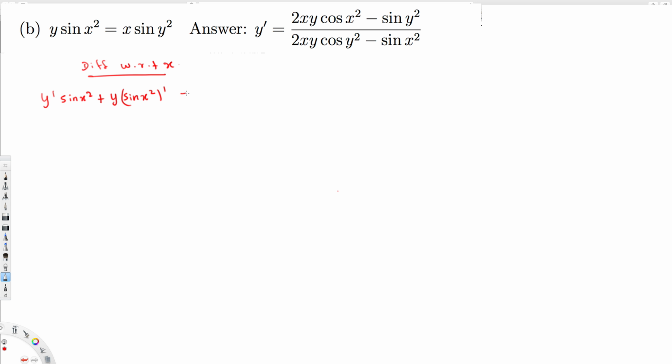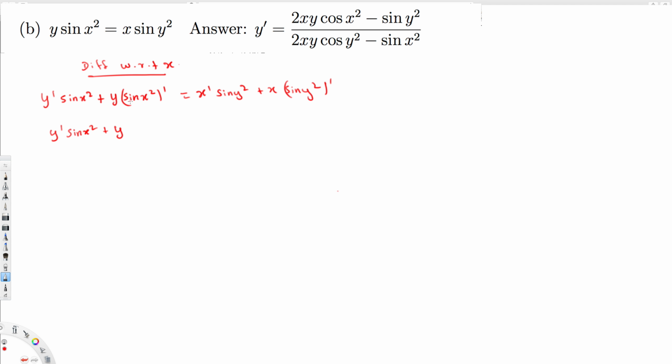Then after the equals sign, it's the same thing right here. Two different things are multiplying each other, therefore I have to use the product rule. So it's going to be x prime sine y square plus x times sine y square prime. Then y prime remains the same, so it's going to be y prime sine x square, and here we have y times sine x square.